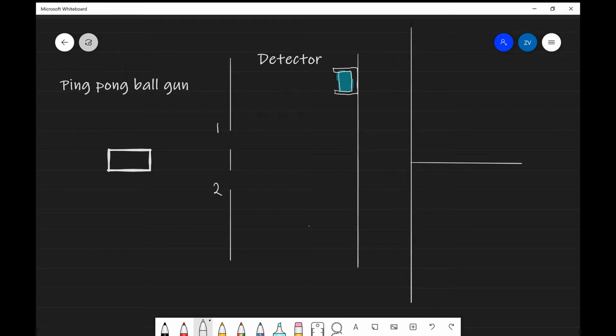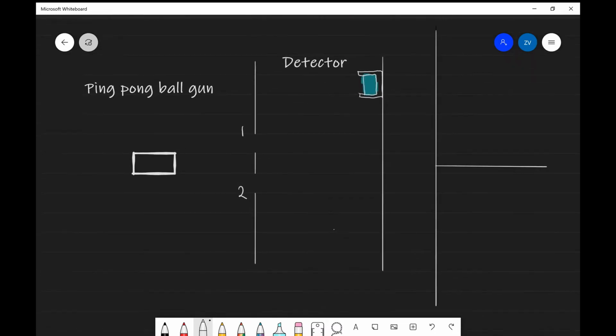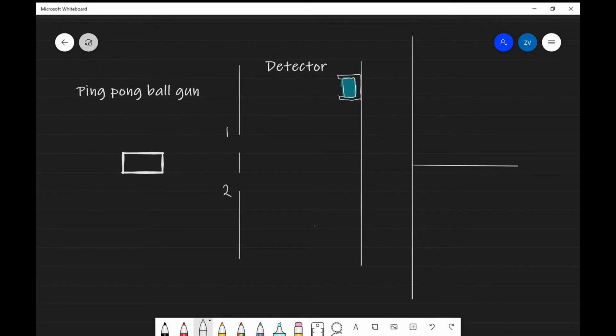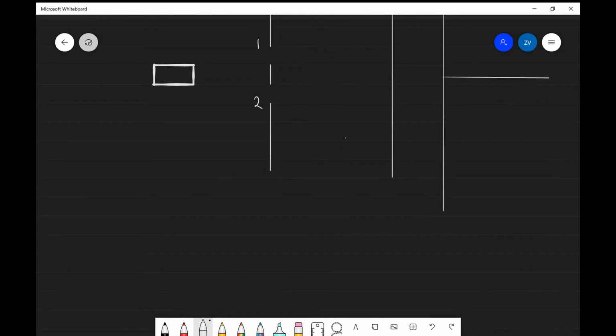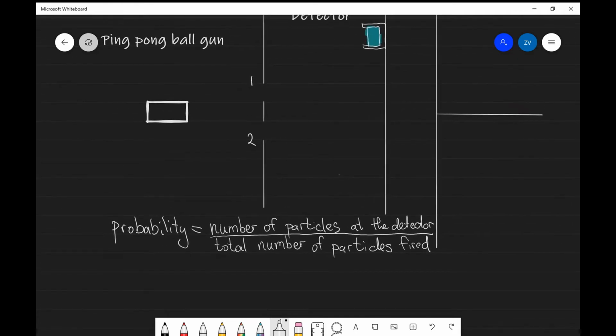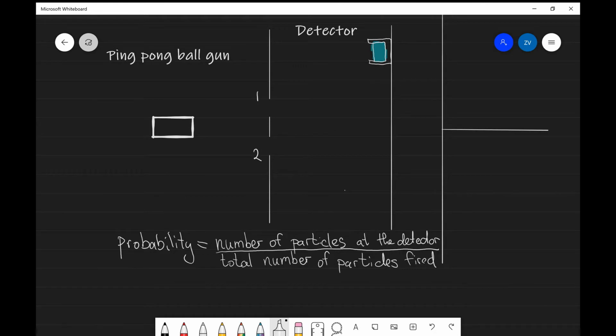Now, it's important to note that we can define the probability of arrival at a certain place. So I'm just going to write down here that the probability of arrival is equal to the number of particles that have been detected at the detector divided by the total number of particles which have been fired.